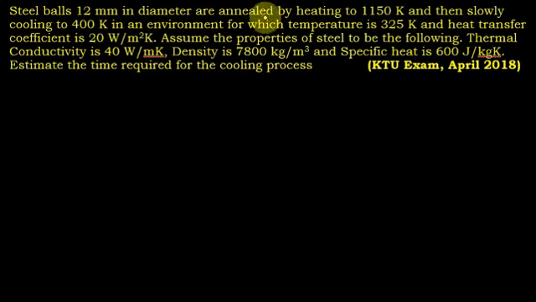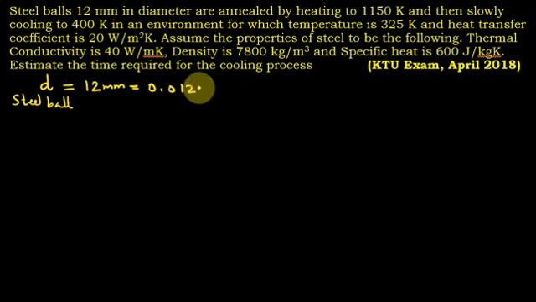Then the properties of the steel ball and the convective heat transfer coefficient, 20 watt per meter square Kelvin, are also given. This is from the KTU examination April 2018. So, the diameter of the steel ball is just 12 mm, so 1.2 centimeter. Thermal conductivity is reasonably good. Steel, so D is equal to 12 mm only. We will convert that into meters. So divide by 1000, 0.012 meter.